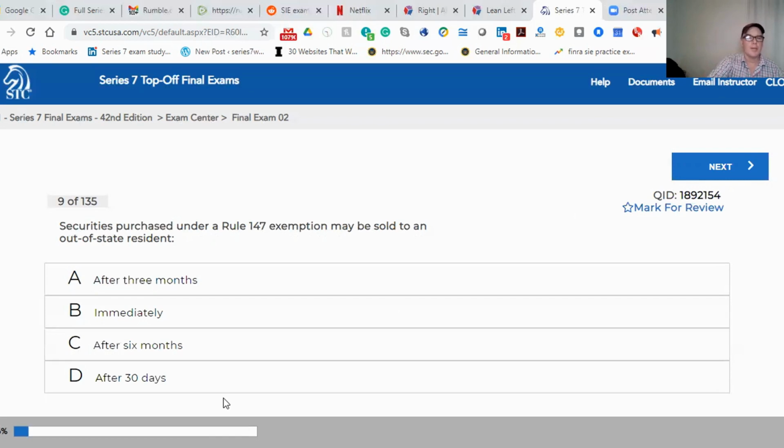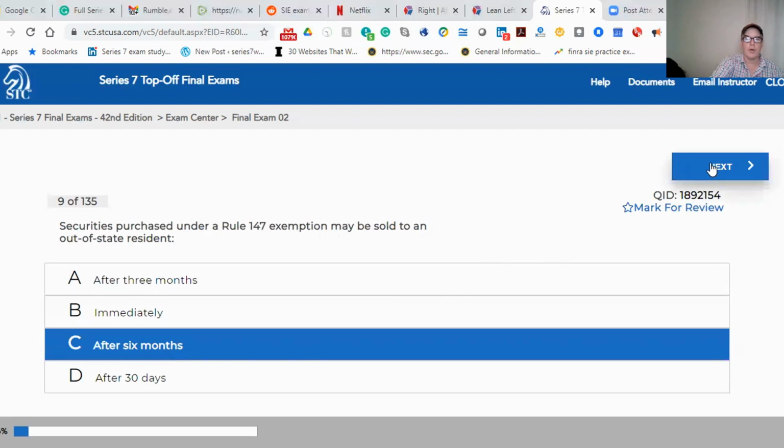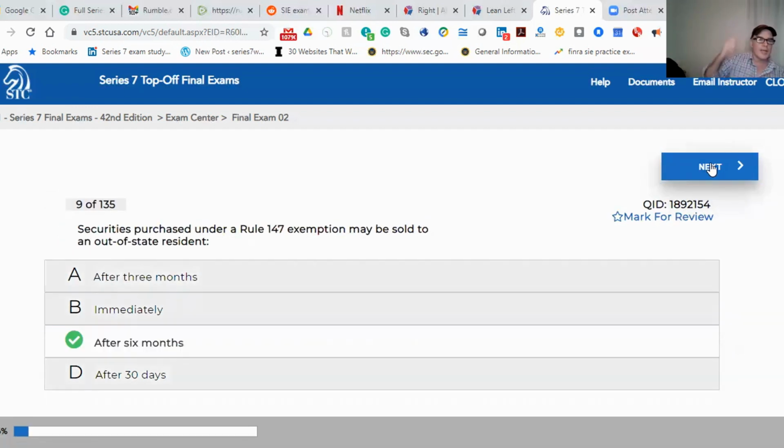I always screw this up, but it's not 3. It used to be 90 days. I think it's going to be 6 months. Watch me be wrong on this one. Boom, we got it. So if you buy shares in state under the 147 exemption, where all the investors are in the one state, you can sell it outside the state after 6 months. You should be able to sell it inside the state anytime you want.